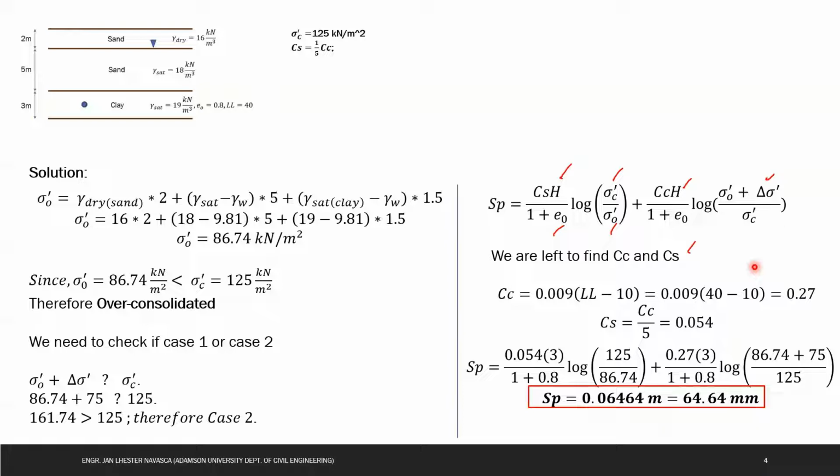So you just need to find the pre-consolidation settlement. You need to check whether the given problem is under normally consolidated or over-consolidated. Under over-consolidated, we have two conditions. So we need to check which case you need to consider.